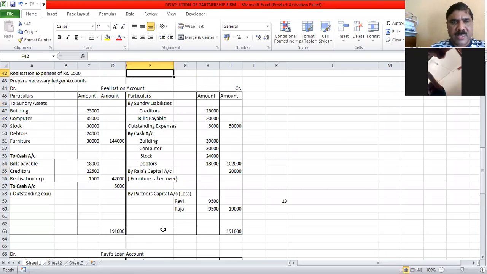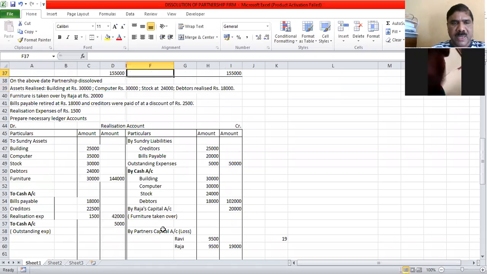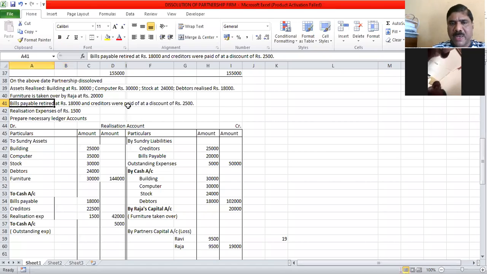And then the second adjustment mentions furniture is taken over by Raja. Raja is the partner, the receiver of the furniture. His account should be debited and the realization account will be credited by Raja's capital account, that is 20,000. Then bills payable is retired at 18,000 and creditors were paid at a discount of 2,500.